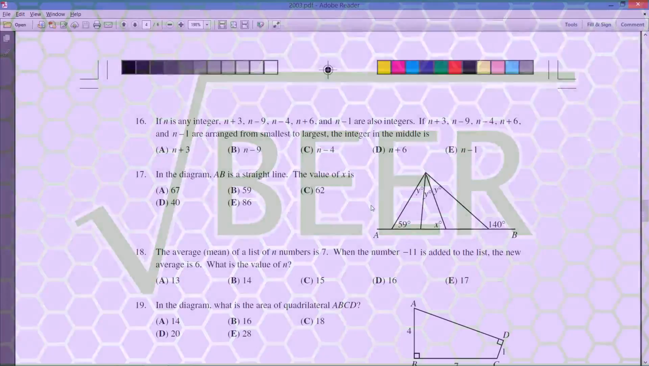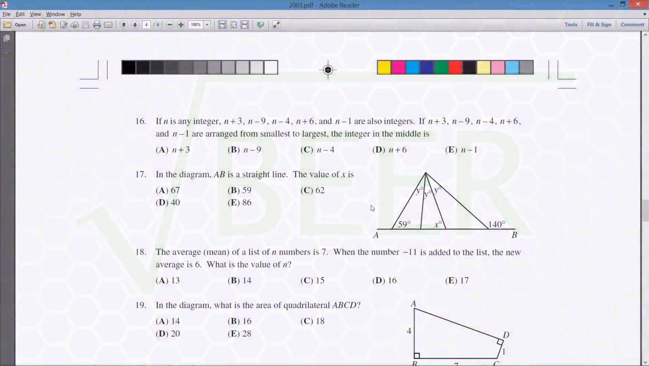Welcome back. We're on question number 16 from the 2003 9th grade level Pascal competition. If n is any integer, n plus 3, n minus 9, n minus 4, n plus 6, and n minus 1 are also integers. If n plus 3, n minus 9, n minus 4, n plus 6, and n minus 1 are arranged from smallest to largest, the integer in the middle is, okay.